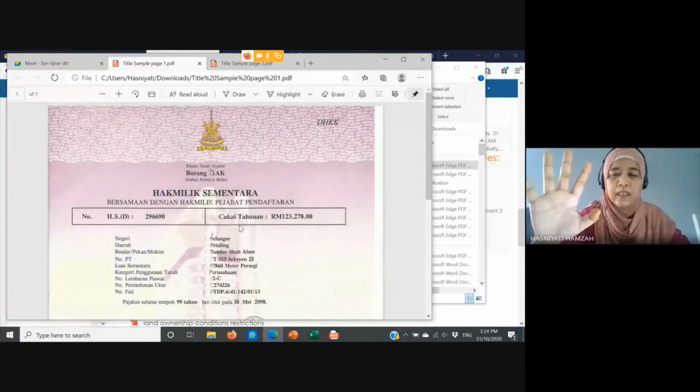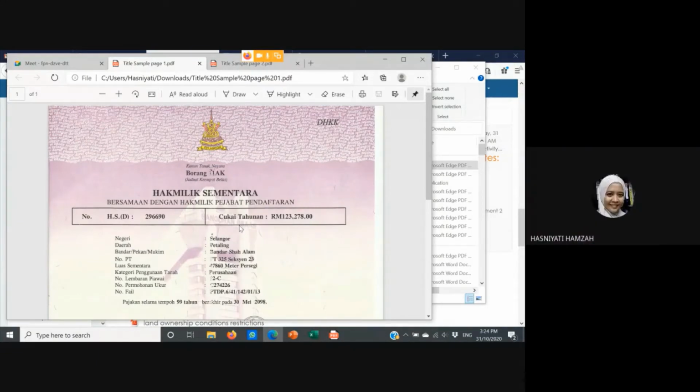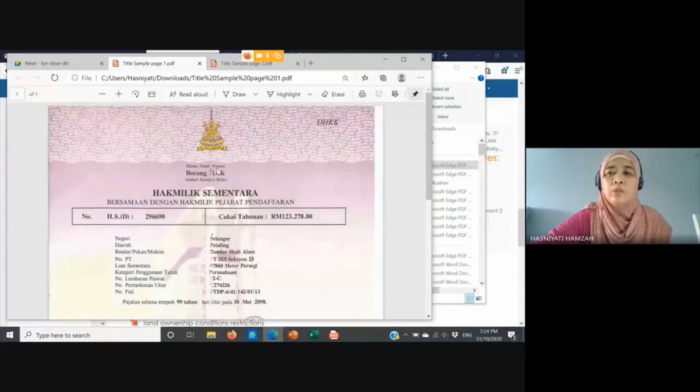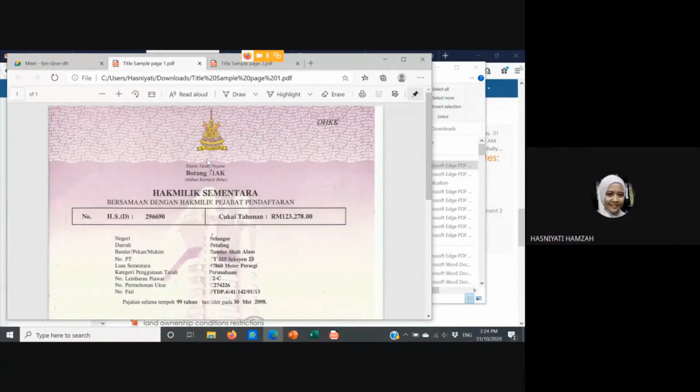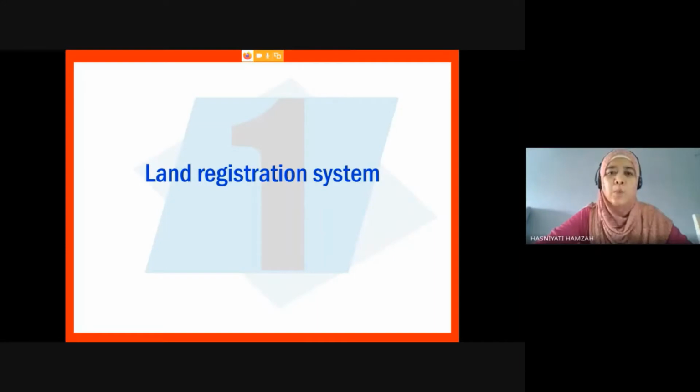Then the government has the power to alienate, dispose of the land to the people or to corporations who are eligible to own lands, through these documents of title. So we want to learn how the state land can be disposed, can be alienated, can be given to people or corporations via the title. Okay, now the land registration system.